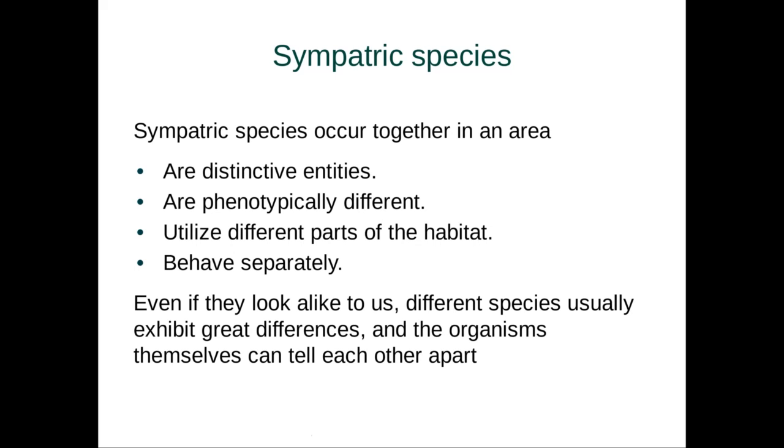Now, we'll look at what's called sympatric species. These are species occurring together in an area. So a dog and a cat occurring together in the same area, that's what I mean by sympatric species. Now, these are distinct entities. They're phenotypically different. They utilize different parts of the habitat, and they behave separately. Even if they look very similar to us, different species usually exhibit great differences that the organisms themselves can use to tell one another apart.